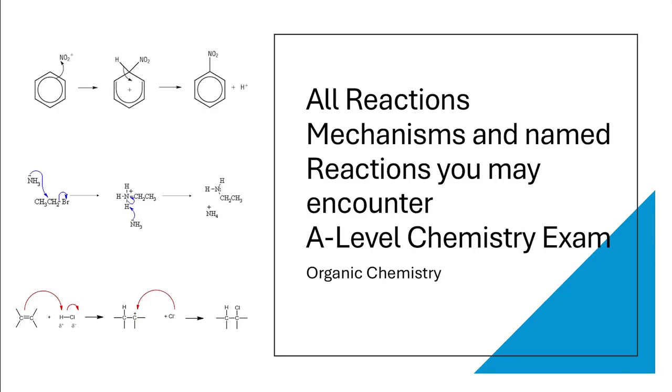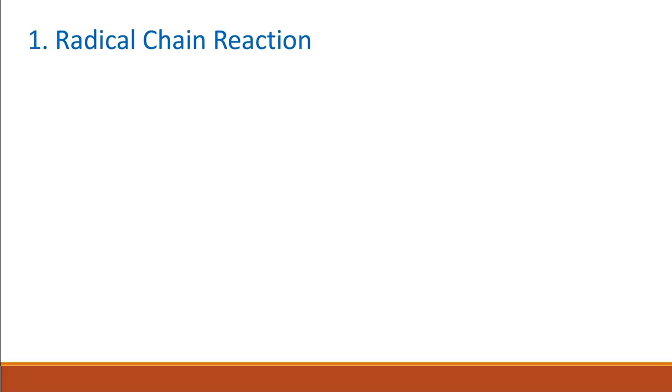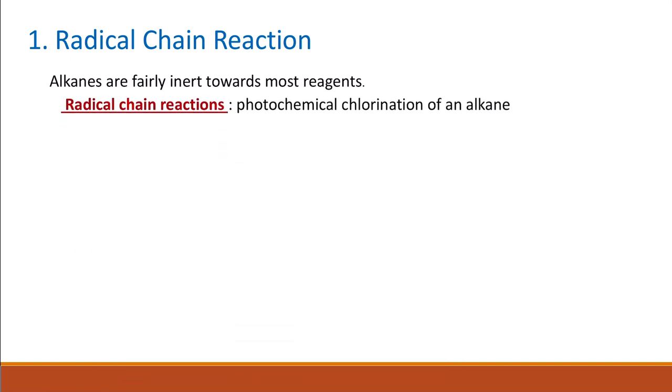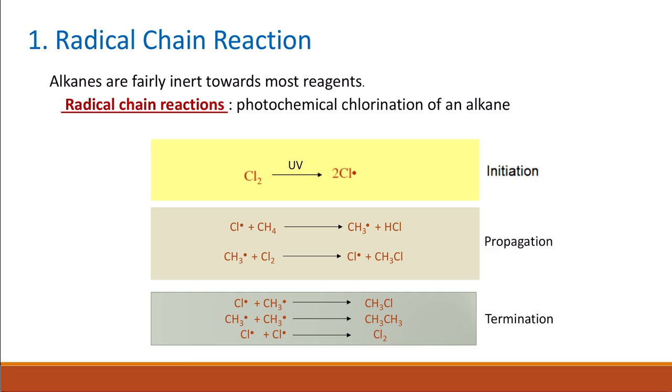Here are the reaction mechanisms and named reactions you may encounter in an A-level chemistry exam, in organic chemistry. The first reaction is the radical chain reaction. This is the reaction of alkanes with chlorine using UV light to make halogenoalkanes, and this is because alkanes are fairly inert towards most reagents. So this is the photochlorination of alkanes to give you chloroalkanes.